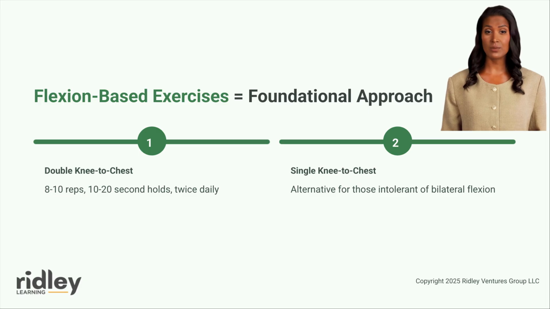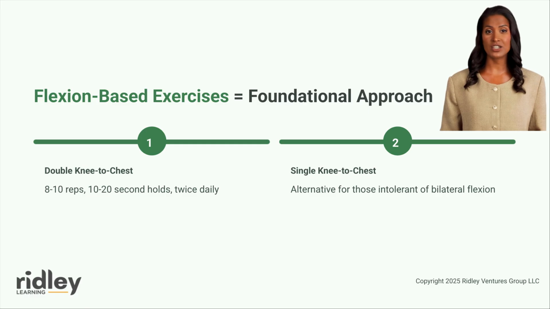The exercise should be performed with controlled movement, avoiding ballistic or jerking motions that may exacerbate symptoms. Typical dosing involves 8 to 10 repetitions with 10 to 20-second holds, performed twice daily as part of a home exercise program and incorporated into supervised treatment sessions.